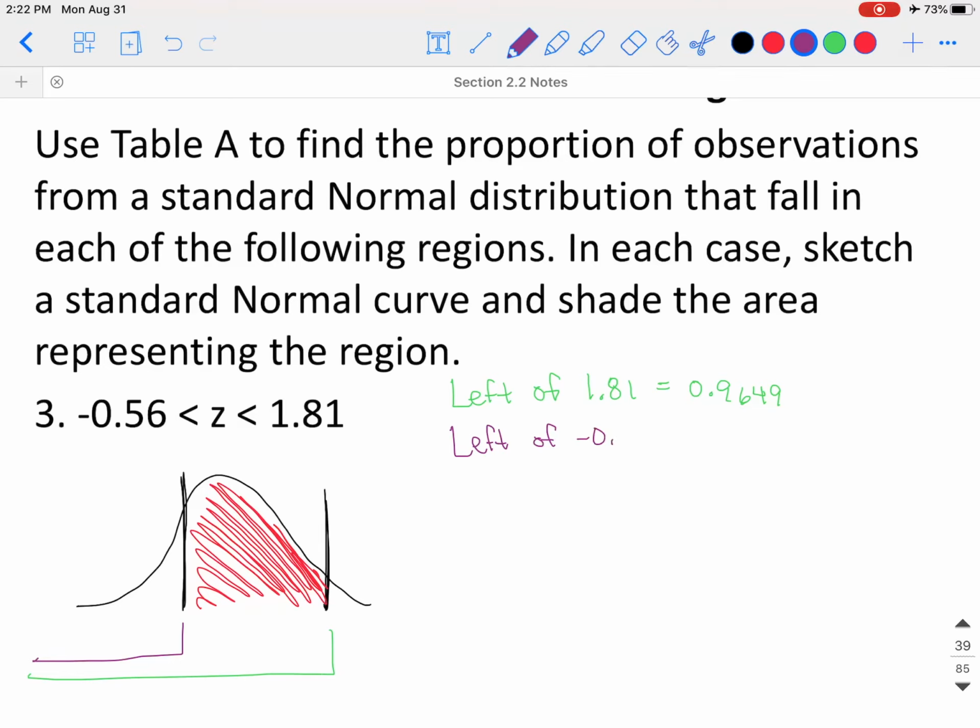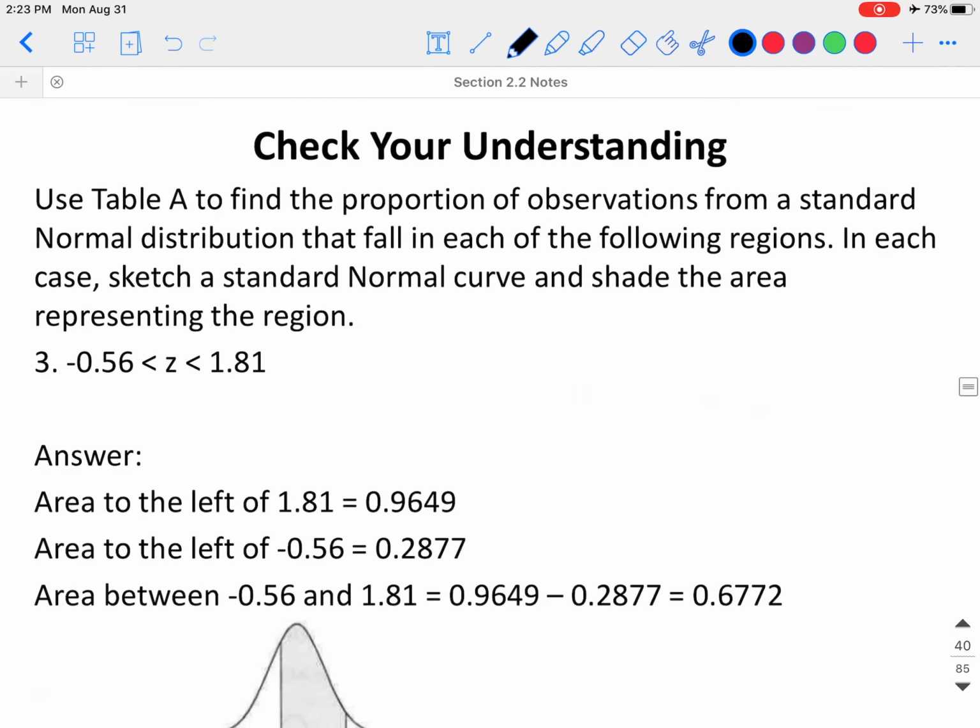so to the left of negative 0.56, if you look at the table, that's going to give you a value of 0.2877. So to find the area between, you would just subtract the two areas. And that would give you an area of 0.6772, or approximately 67.72% of the observations fall between the two z-scores.